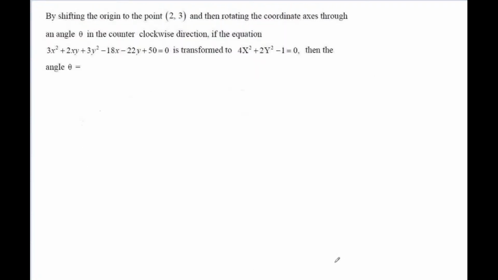Shifting the origin to the point (2, 3), then rotating the coordinate axes through an angle theta in the counterclockwise direction, the equation 3x square plus 2xy plus 3y square minus 18x minus 22y plus 50 is equal to 0 is transformed to 4x square plus 2y square minus 1 is equal to 0. Then the angle theta is equal to what? That means in this equation, the xy term is missing.